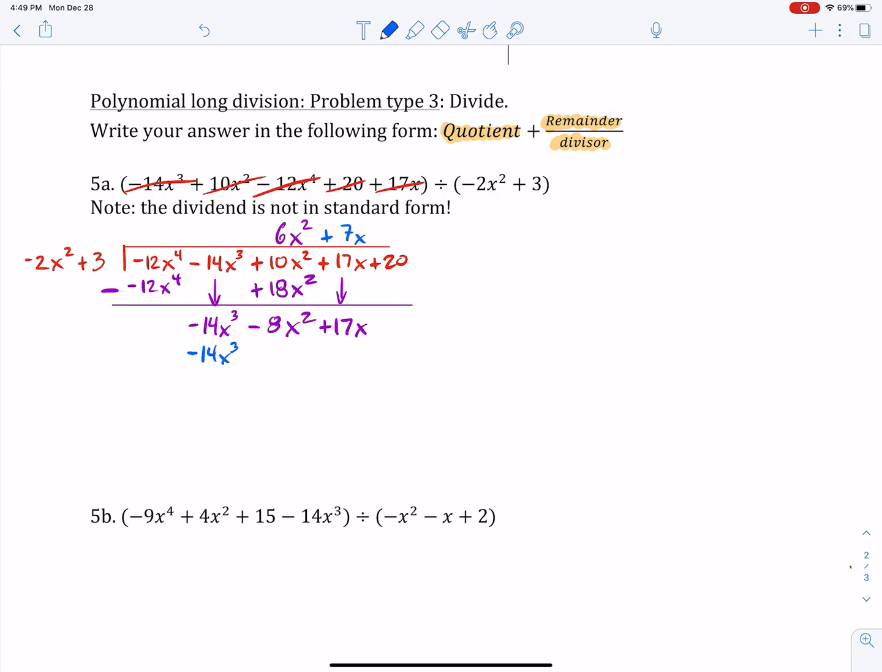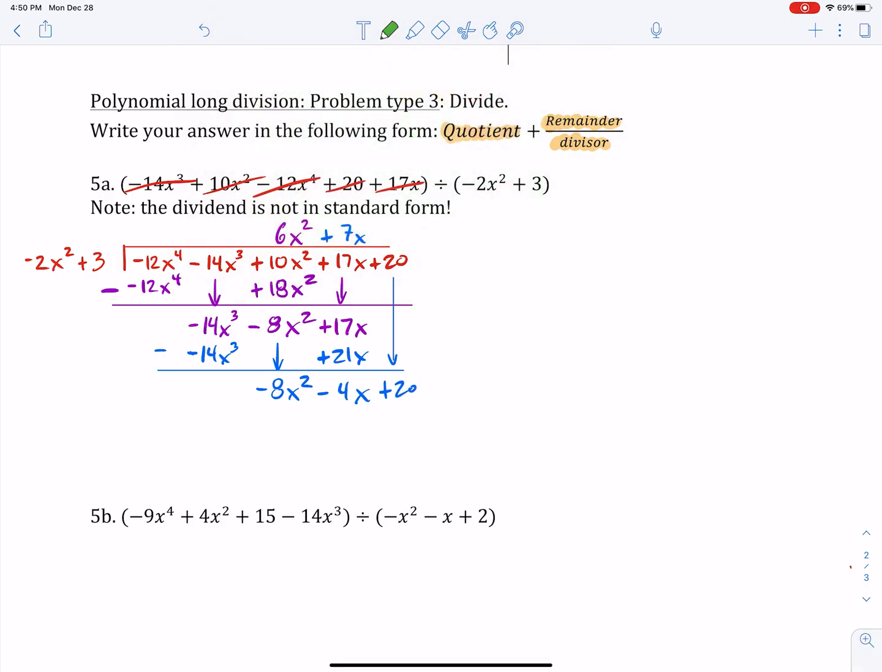7x times 3 gives me a positive 21x. Now I need to subtract 14x to the third minus 14x to the third gives me 0. I bring down my negative x squared. 17 minus 21 gives me negative 4x. I bring down my positive 20.